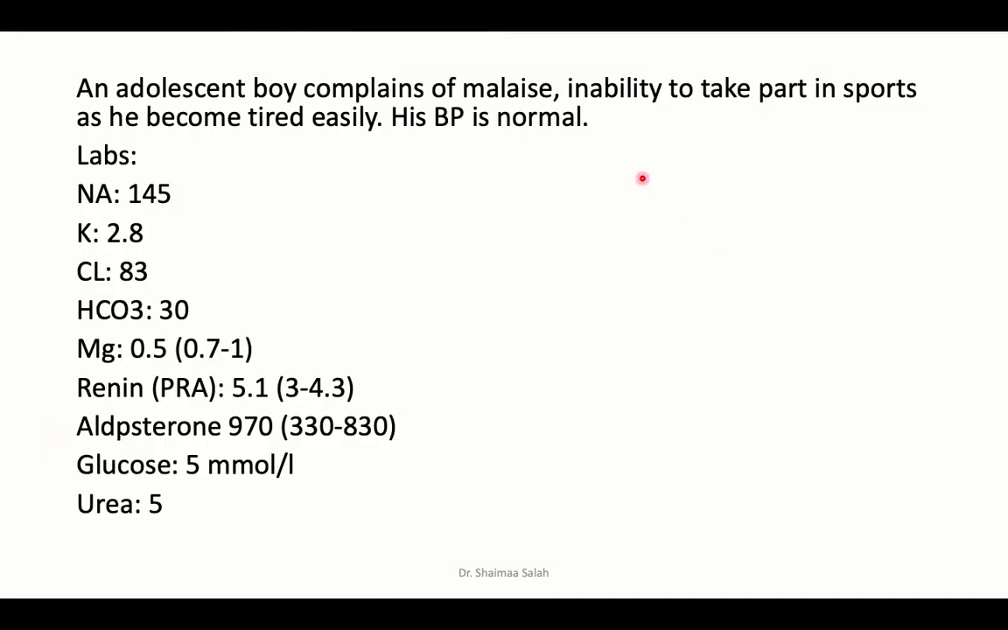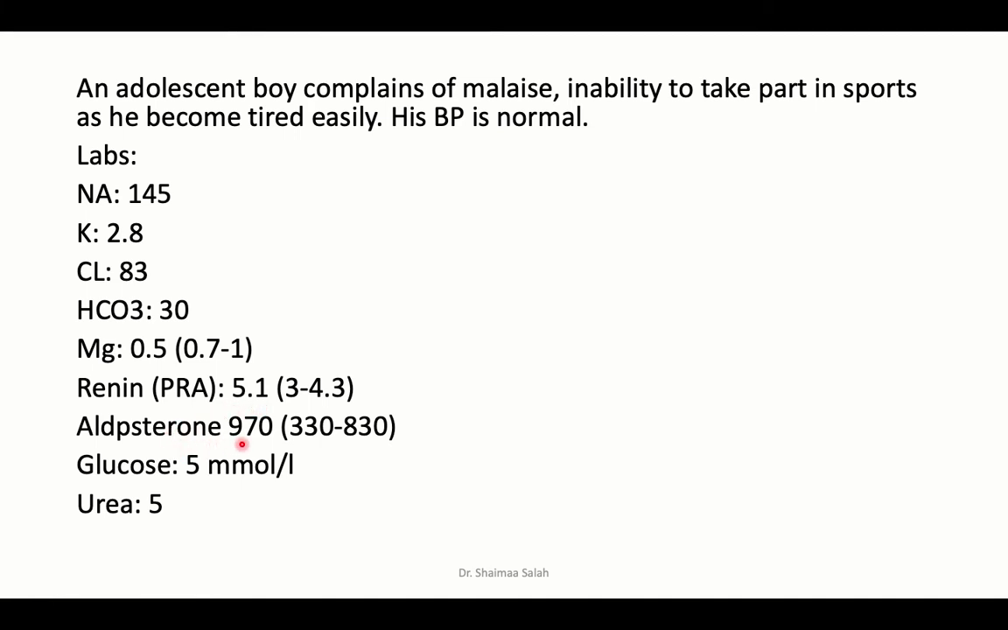If you have an adolescent boy who complains of malaise and inability to take part in sports as he becomes tired easily, his blood pressure is normal, and his labs show that he has sodium on the upper borderline, potassium is low, chloride normal, bicarb high, magnesium low, renin, okay, or plasma renin activity. He may give you plasma renin activity or renin. Okay, and here he has high renin.